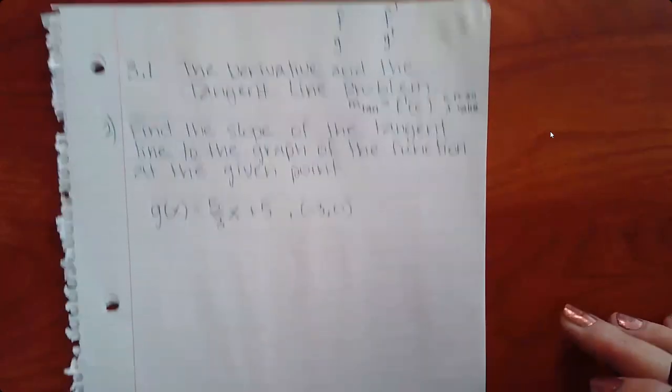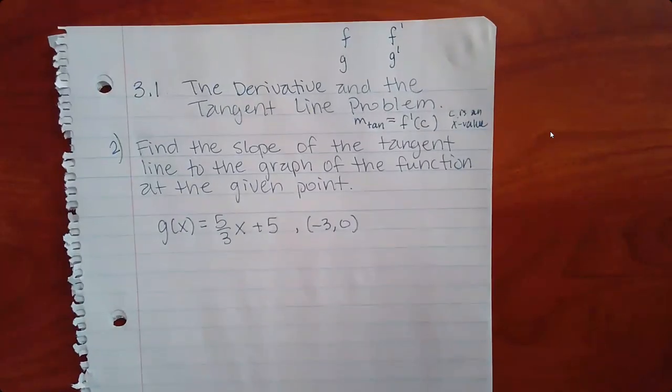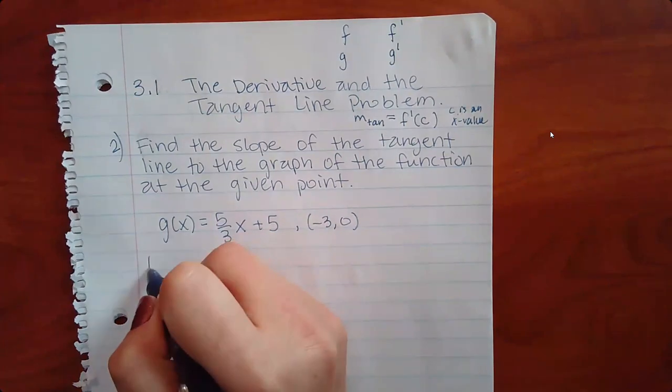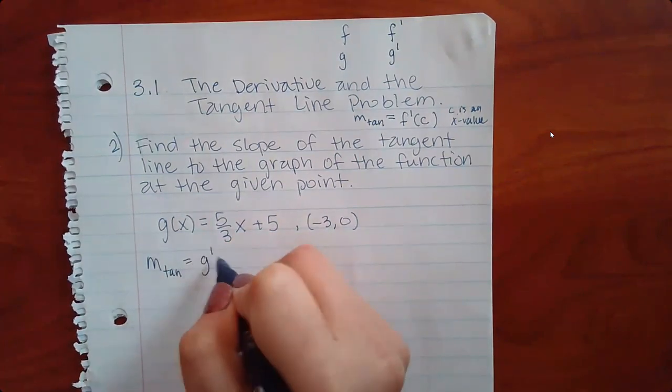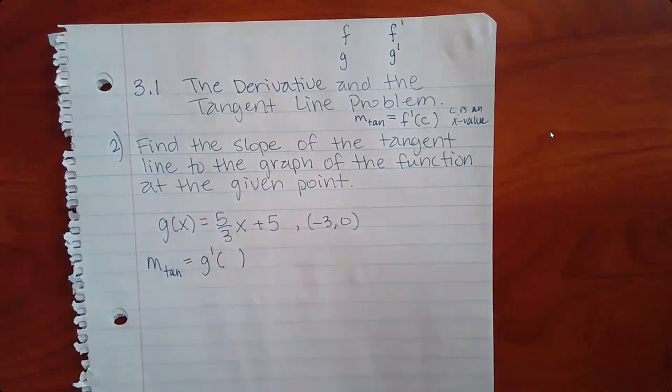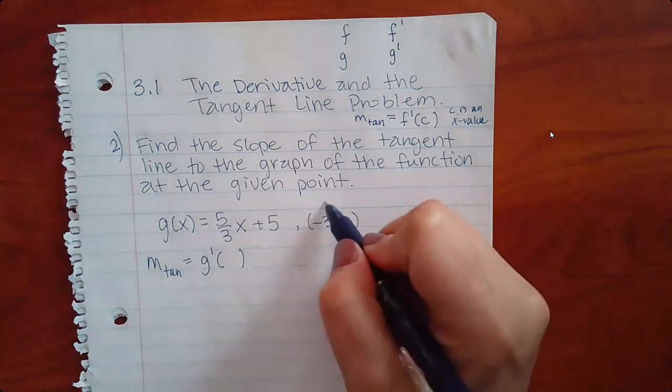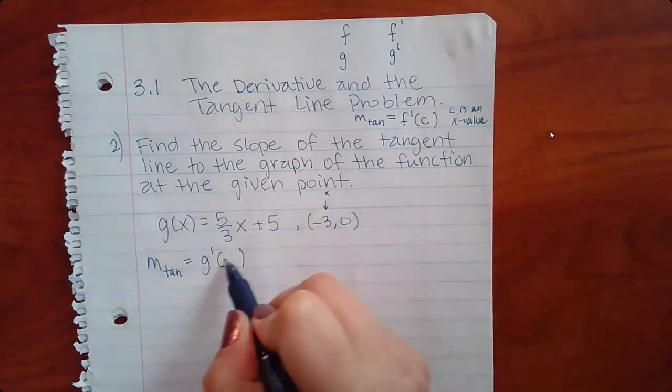Okay. So if I'm asked to find the slope of the tangent line, now here they didn't call my function Frank, right? They called it Gary. So either way, I still need to figure out the m tan, which is going to be g prime of what x value? Yes, this one is my x, right? So it's going to be of -3.